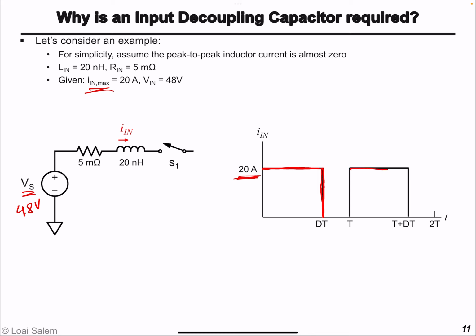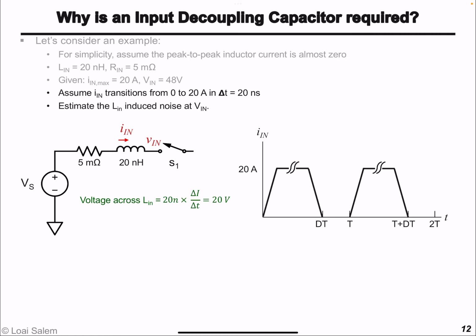And it repeats. Now, the input current will not rise from 0 ampere to 20 ampere in zero time. It will take some finite time. Let's assume this time is about 20 nanoseconds. So it takes about 20 nanoseconds for the input current to rise from 0 to 20 ampere, and another 20 nanoseconds to decrease from 20 ampere to 0. And let's assume the equivalent series input inductance is 20 nanohenry.